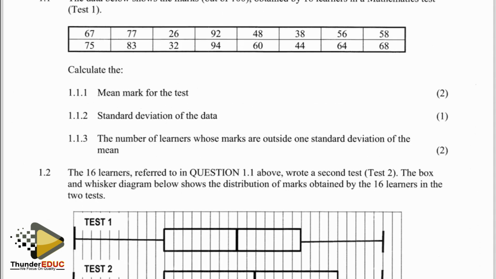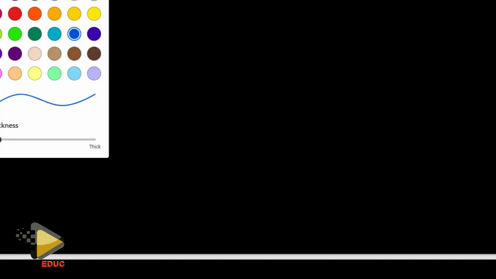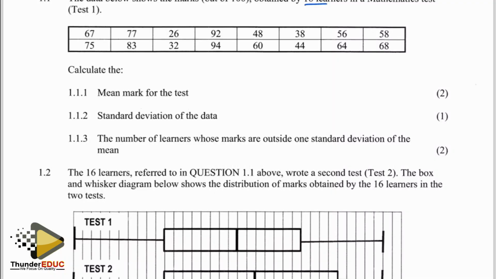They're telling us that the data below shows the marks out of 100 obtained by 16 learners in the maths test. And then they want us to calculate the mean mark for the test. So this is straightforward. We just need to get our calculators and do the right thing in the correct mode and get the answer straight away. So the answer I've got for my mean is 61.38. I'm going to round off to 2 decimal places.